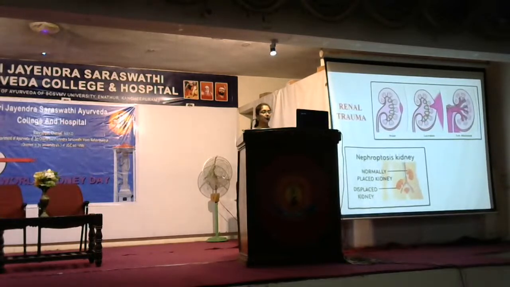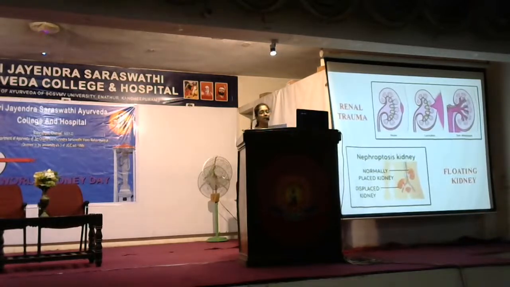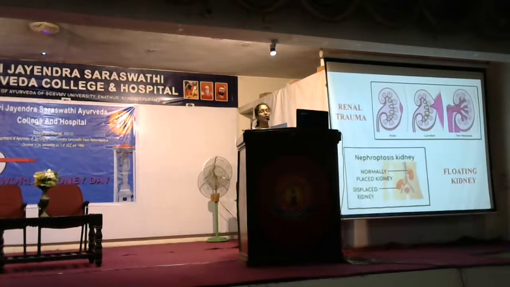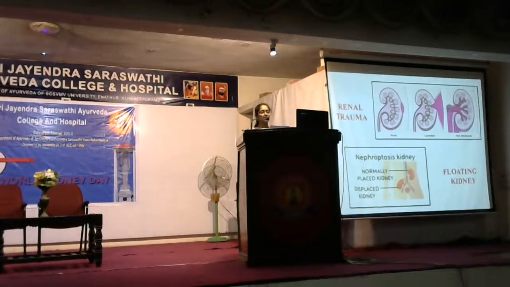Then we have a condition called floating kidney, or nephroptosis. Floating kidney is when the covering of the kidney, as we saw earlier in the presentation, that is the perinephric fat, which helps to maintain the position of the kidney, reduces, and thereby the mobility of the kidney increases. As the kidney starts moving from its actual place, it finally results in the kinking of the ureter and thereby produces symptoms similar to urinary calculi.